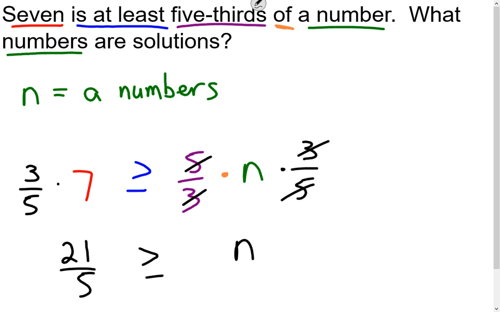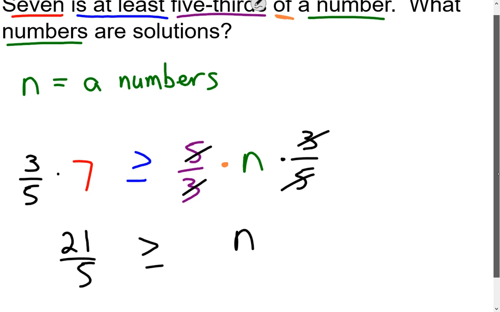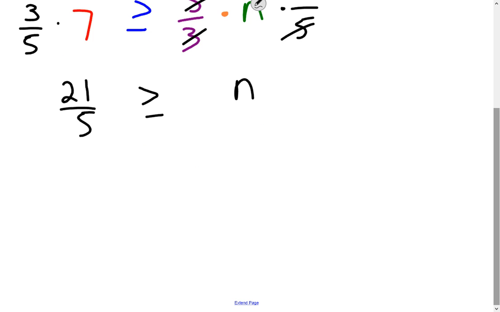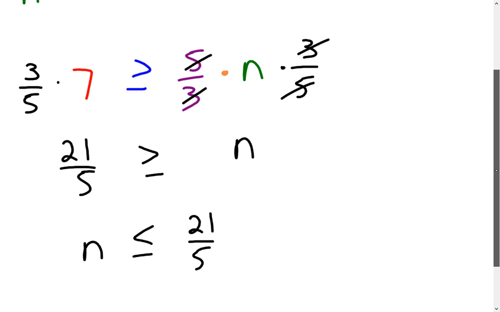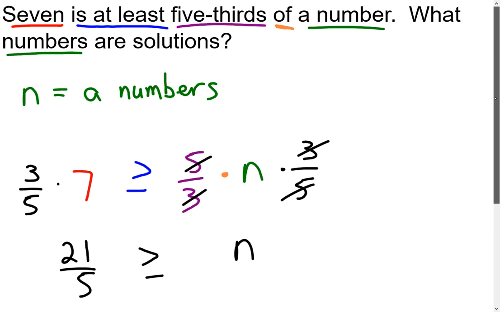And we have n is less than or equal to 21/5 if you read it backwards. Some of us like to have the variable first and our number on the other side. If you do that, you're flipping the inequality around, so then we flip everything. So either one of those would be solutions to that word problem. So we found all the numbers that are solutions to that first little sentence there.